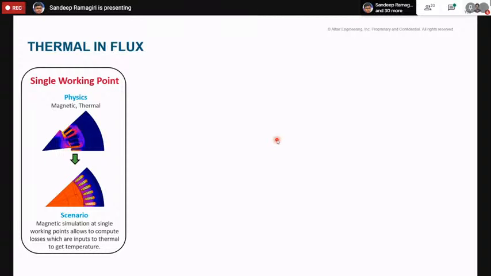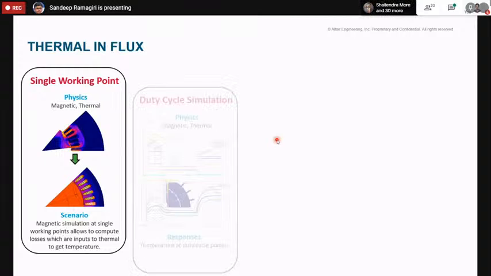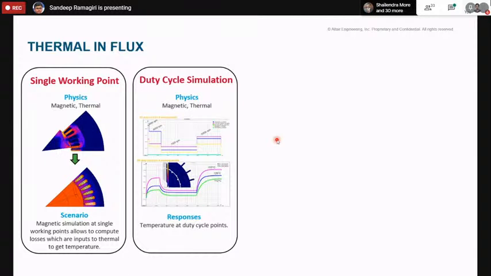So we export it to thermal and we get the temperature distribution. And the second one is duty cycle. You can consider several duty cycle points and we can compute the average value of the losses, and we can take those losses to the thermal part and we get the temperature distribution.